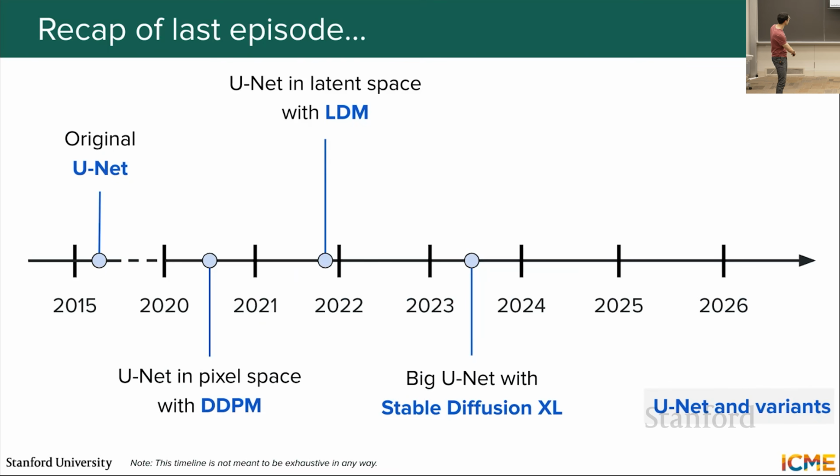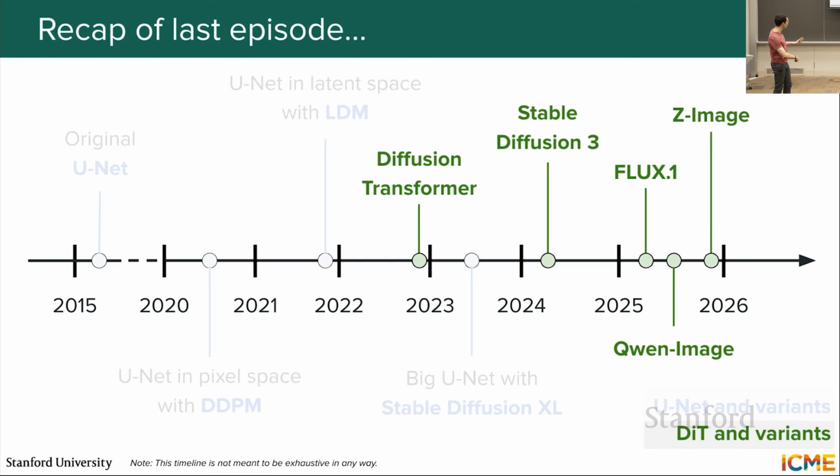We also saw the timeline, which I briefly mentioned here. So UNet largely dominated the early 2020s, if I can say it like this. And then the DiT-based models are dominating the architectures that are coming out nowadays, from the end of 2022 onwards.